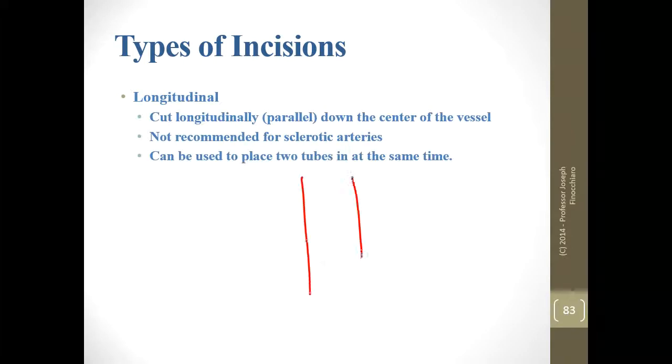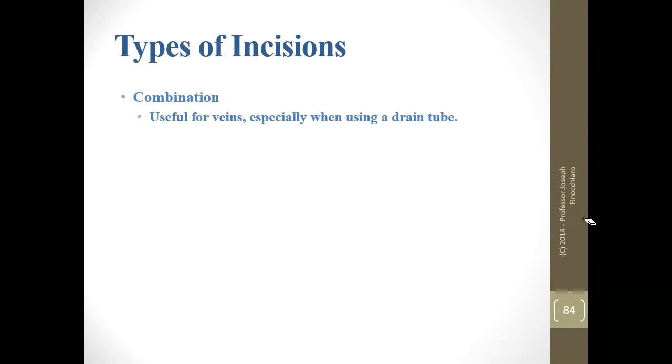Longitudinal. You cut parallel down the center of the vessel. Not recommended for sclerotic arteries. Can be used to place 2 tubes in at the same exact time. I used to like doing that when I was embalming regularly. Combination, useful for veins, especially when using a drain tube, so you basically mix and match what you want.